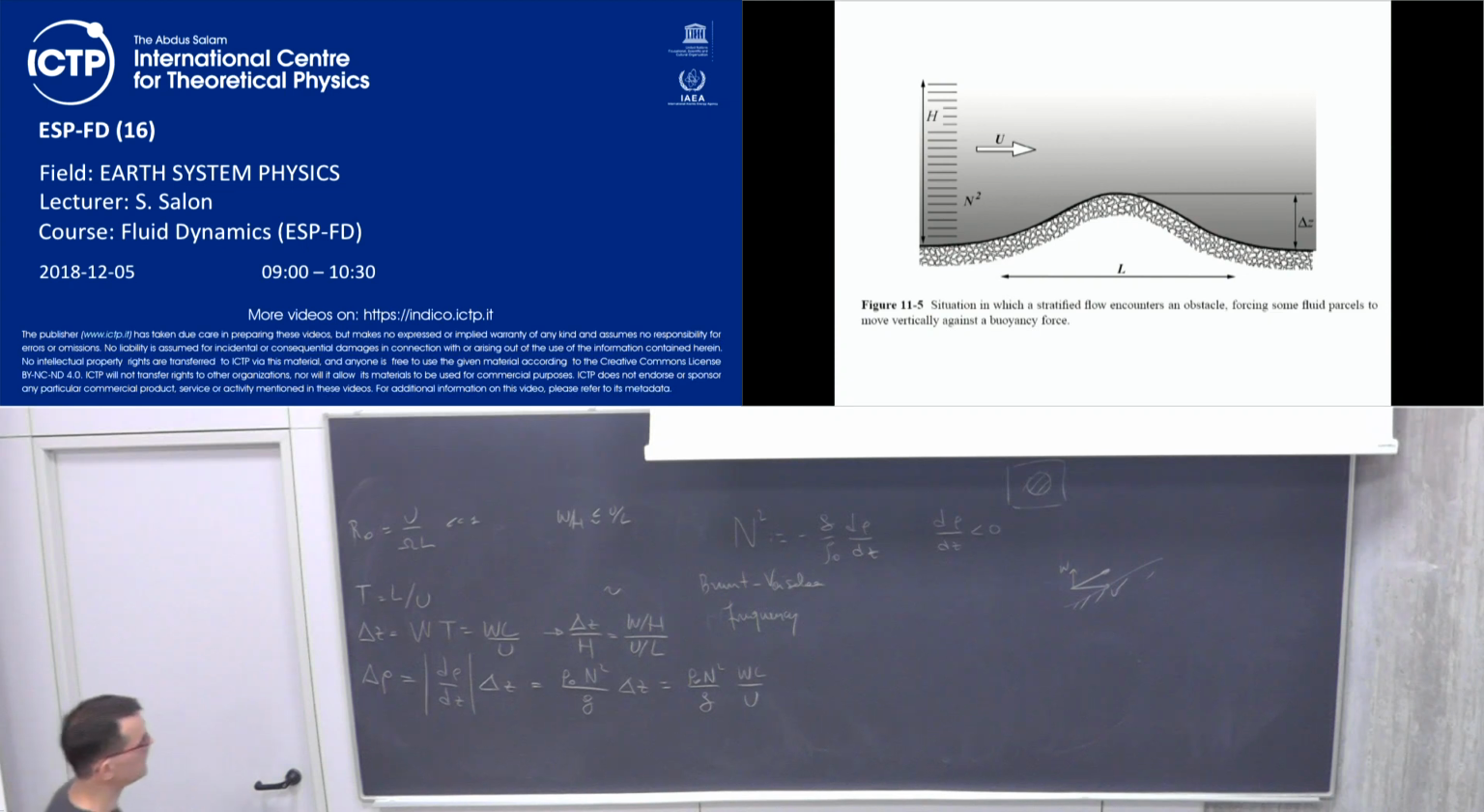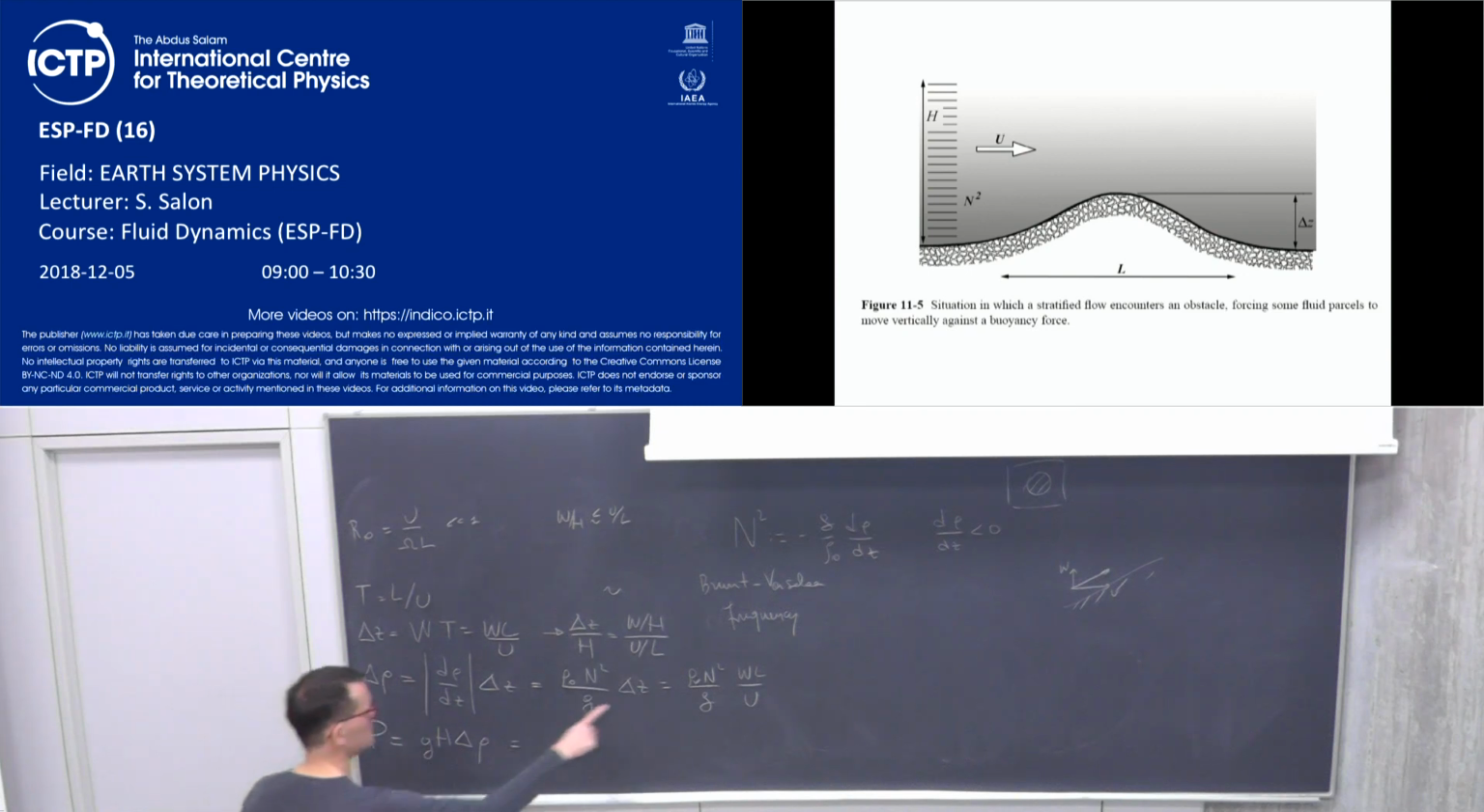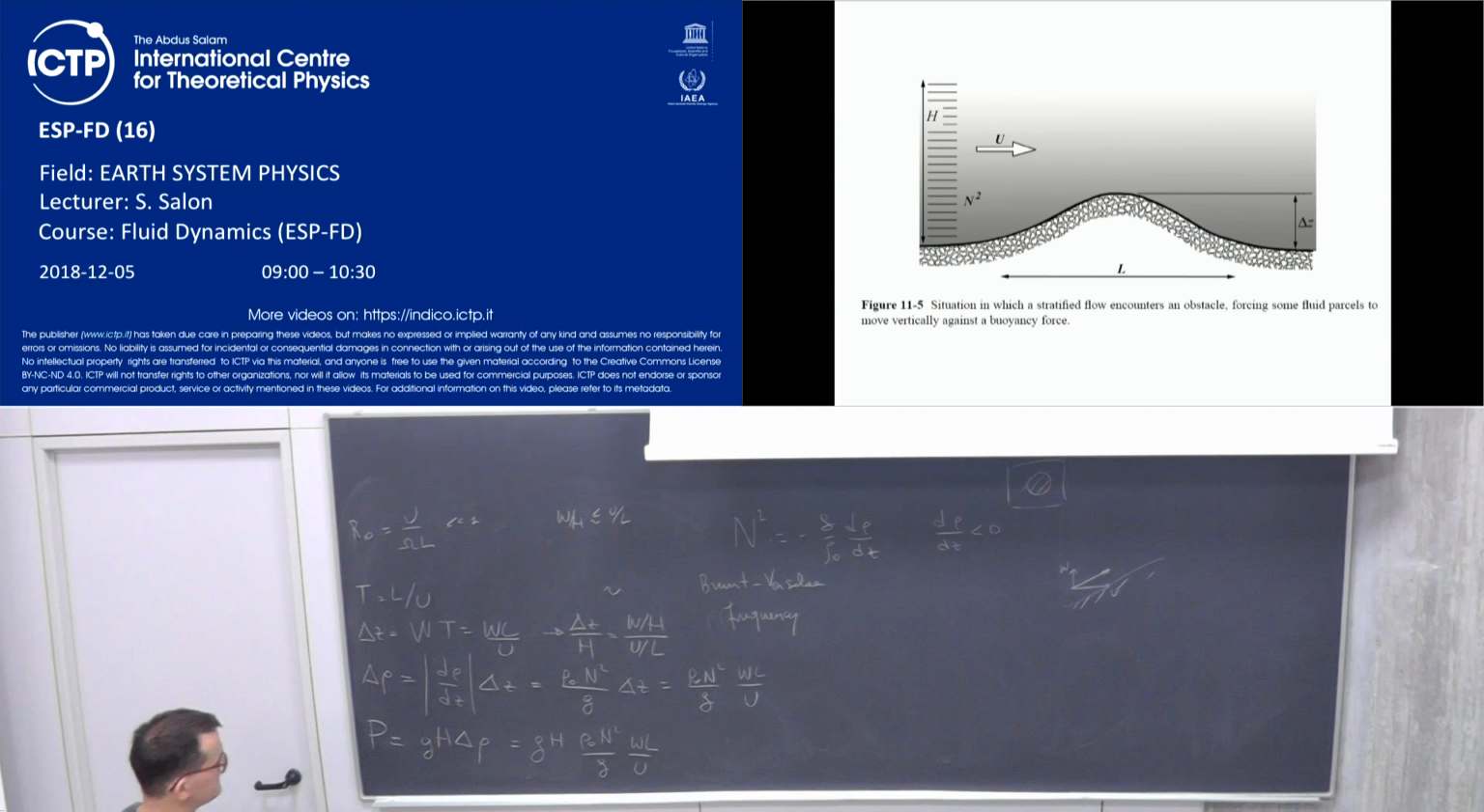Okay, so one step again, the pressure. Now we are considering that the only effect of the pressure will be the hydrostatic pressure. We are in the vertical, so this will be g h delta rho. This is the scale of my hydrostatic pressure. So I can use this expression and write g h rho 0 N squared over g W L over U, which means that we can even remove the gravitational acceleration.